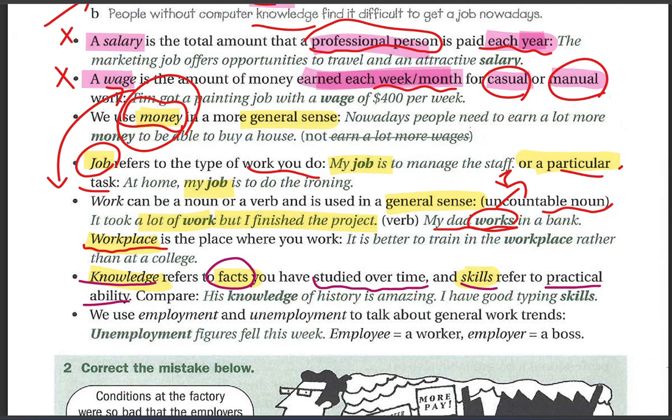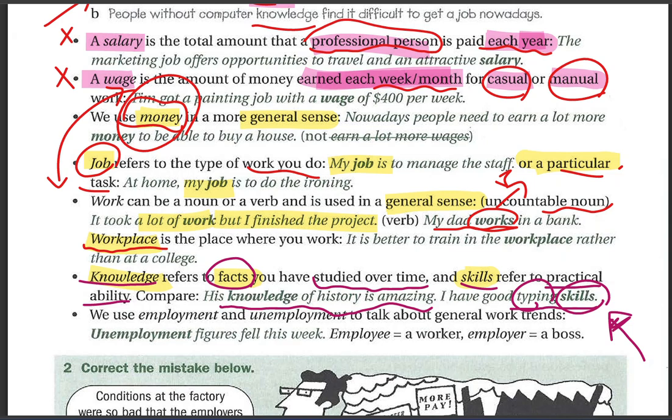Compare. His knowledge of history is amazing. It means the knowledge or the facts that he knows about history is interesting or amazing. I have good typing skills. So here, typing is a practical ability. So we don't say I have a good typing knowledge. No, I have good typing skills.